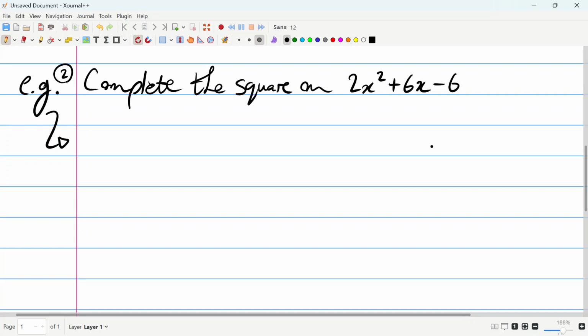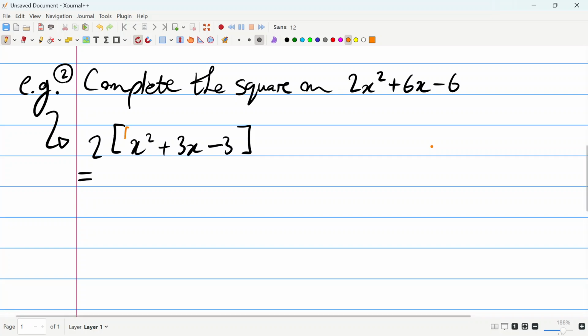You have to take out the coefficient as a common factor, such that what you're going to get is 2, let's say square bracket, x squared plus 3x, because we can take a common factor of 2, which leaves us with 3, and then same with this one, but it's going to be minus 3. Okay, now what do we do from here?